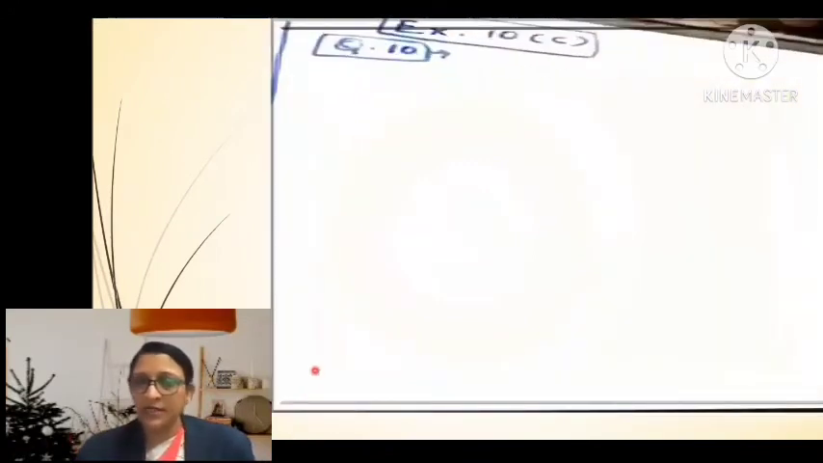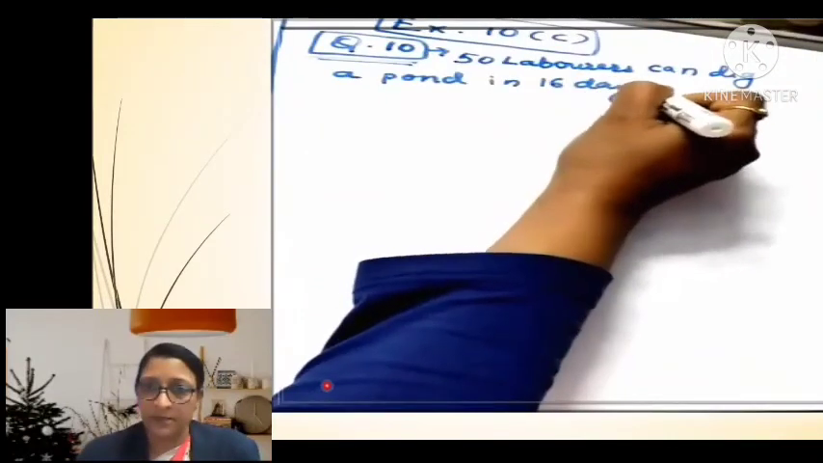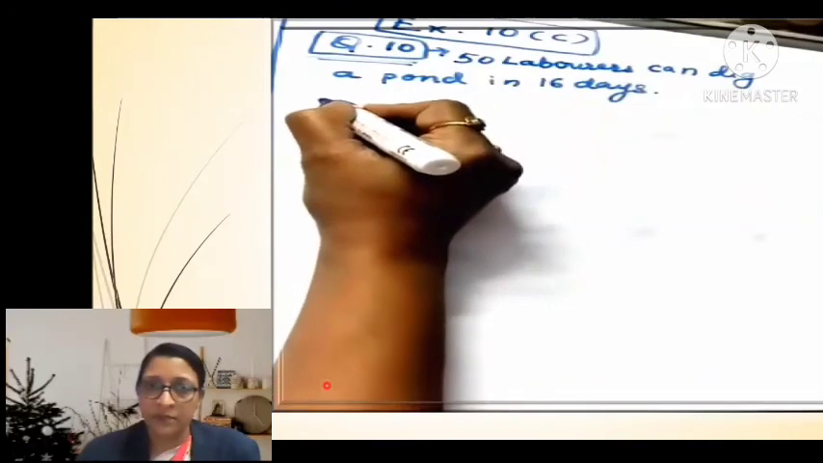Now, dear friends, let us move to the question number 10 from the exercise 10C. Here, in the question number 10, it is given: 50 laborers can dig a pond in 16 days. How many laborers will be required to dig another pond which is double size in 20 days? 50 laborers can dig a pond in 16 days.